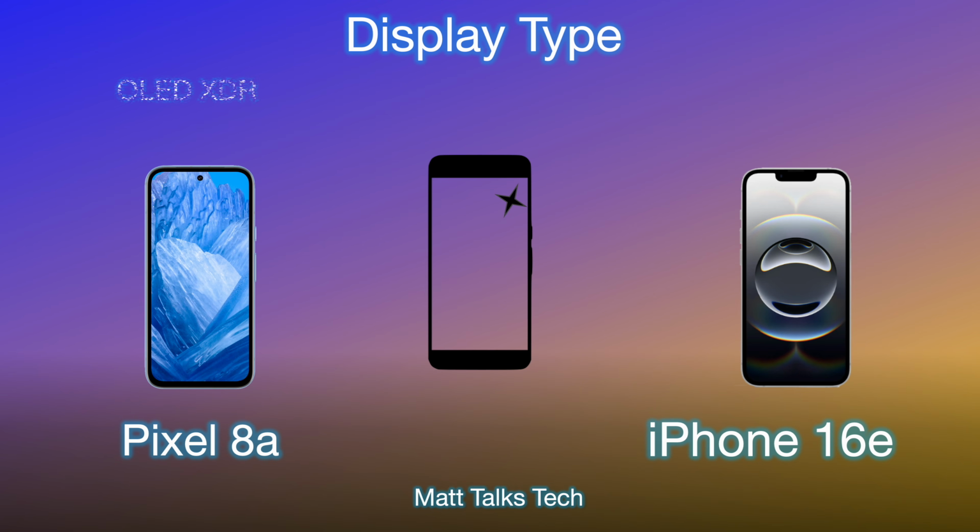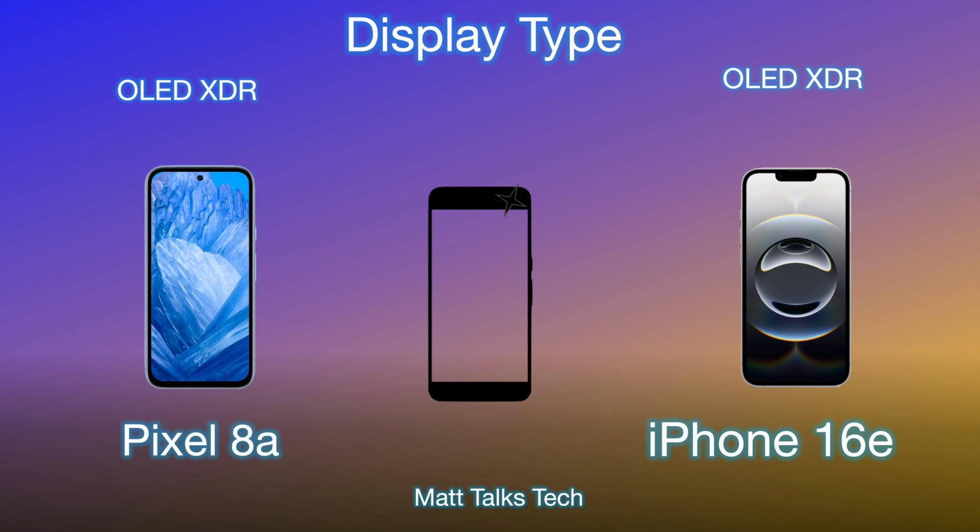Now, first of all, both of these phones actually have OLED technology and OLED XDR technology inside of it, but the screens are quite different. All I'd say is that literally the OLED and the XDR bit is the same, but as you'll see as we go further on, they're a bit different. But just take note that they are both OLED. They're not like a mini LED or just standard LED. This is the type of technology that they use.